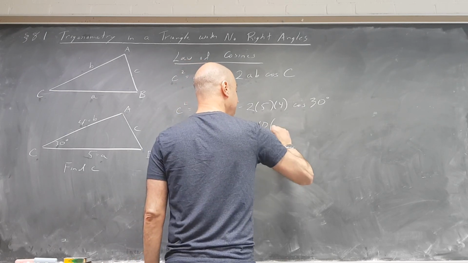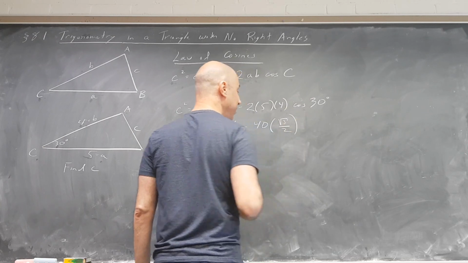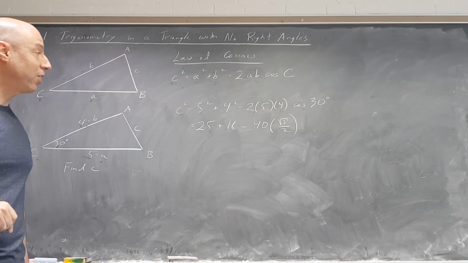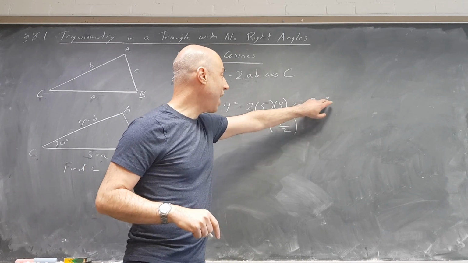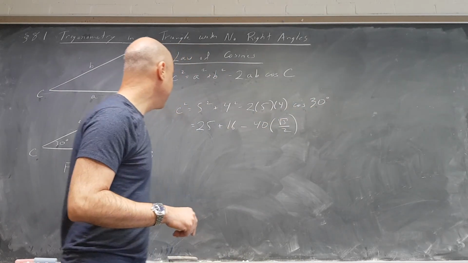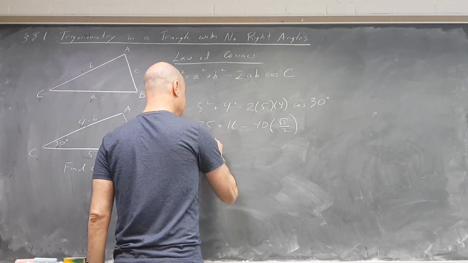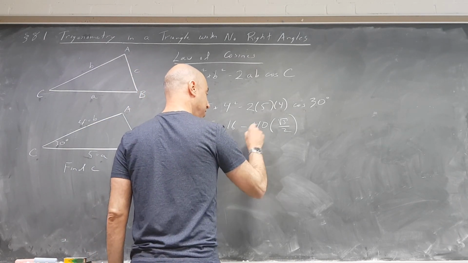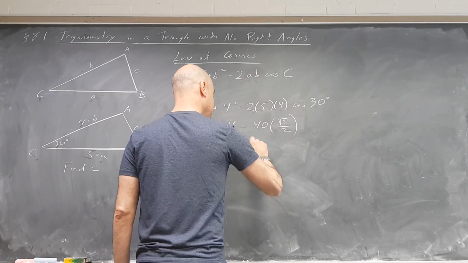Cosine of 30 happens to be root 3 over 2. You don't have to know that. You can use your calculator. Make sure that when you plug this into your calculator, since I have this in degrees, make sure your calculator is in degrees. So 25 plus 16, that's 41, minus 40 divided by 2 is 20 times root 3.